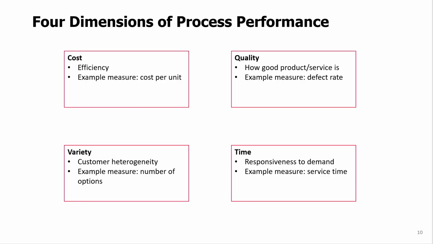So whatever type of process we consider, we can observe these performance dimensions. Cost, right, measured, for example, by some kind of efficiency, like cost per unit of product or goods or service. Variety, actually customers don't require variety as such. They just want the type of product that they desire. So a process has to provide variety in order to accommodate different types of customers.